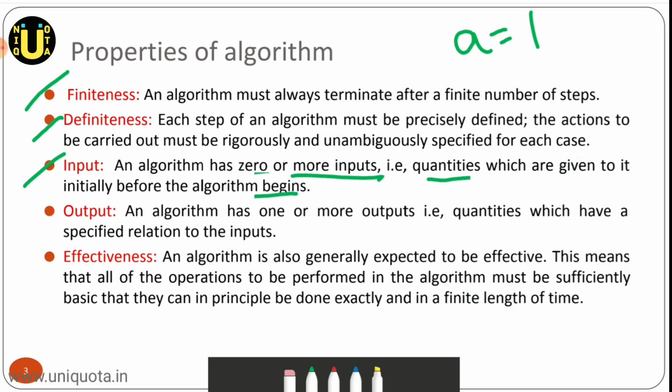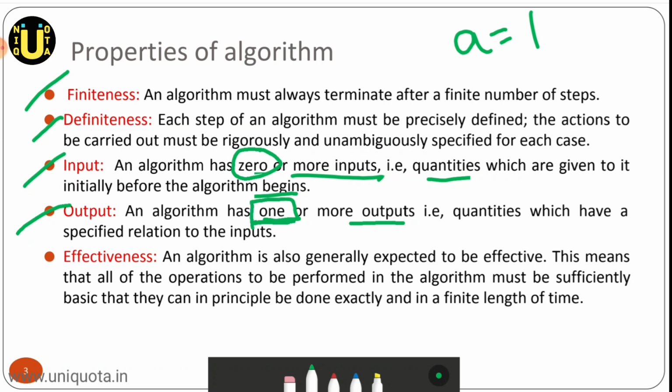Then output. An algorithm has one or more outputs. So here there is no 0 output, because if you are framing an algorithm, there will be a problem. Without a problem you can't frame any algorithm. After the problem, the algorithm is framed just to give a solution. If there is no solution, it's not called an algorithm. So output should be at least one, but input can be 0.